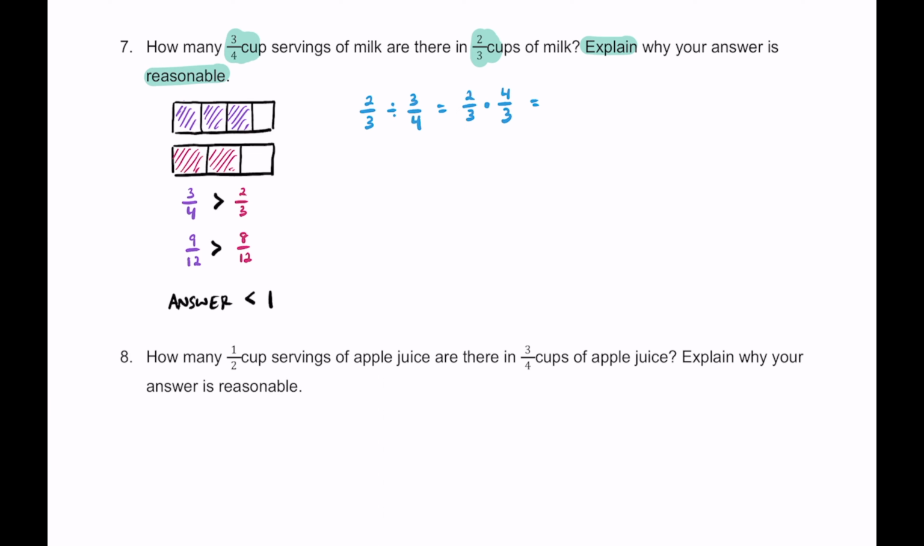Unfortunately, we can't cross cancel. It looked like we could, but once we flipped it, we could not. And so we're getting 8/9. Right? So 8/9, that is definitely less than 1 because it's a proper fraction, right? Our answer is reasonable here because of the following. We knew the answer had to be less than 1 because a 3/4 cup serving has to be fitting into 2/3 less than 1 whole time.